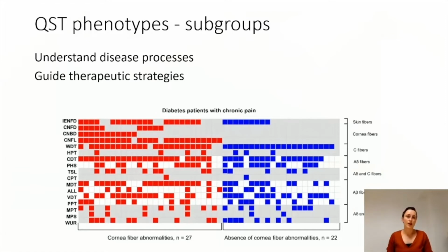So the way we look at it now is by doing QST, we can actually profile a certain patient and indicate their phenotype. By understanding the specific type of abnormalities, we can define subgroups of patients that have identical abnormalities. Again, we can understand the disease processes in these subgroups of patients, and this will guide therapeutic strategies, hopefully understanding better which patients benefit from which type of treatments.